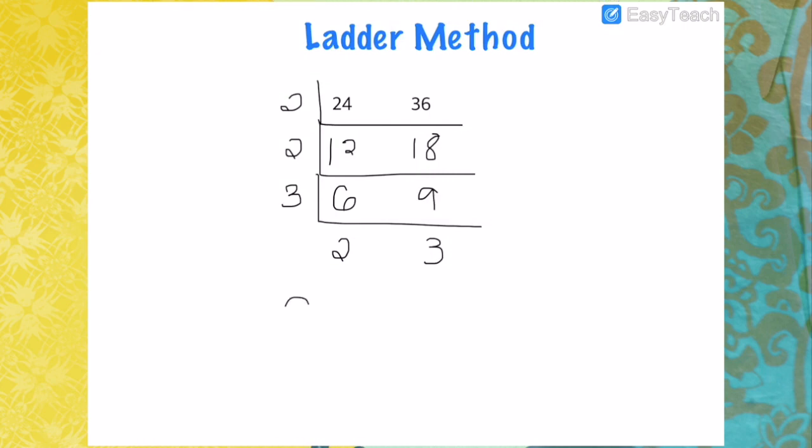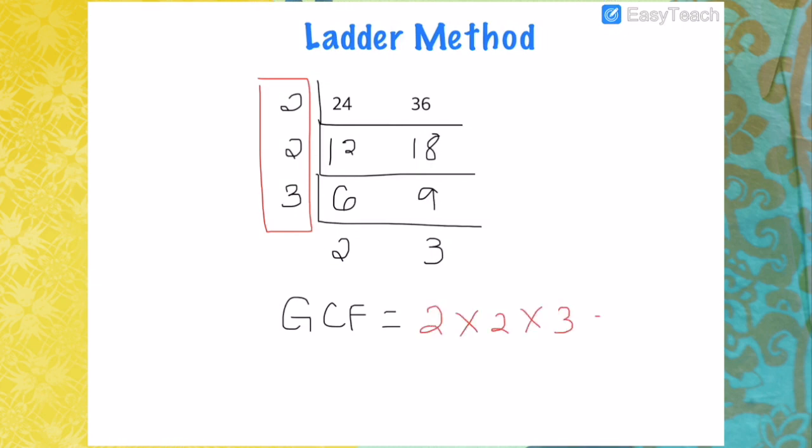Now finding the GCF would be the numbers on the left side, down the side. We multiply those numbers. 2 times 2 times 3. That will give us 12. Therefore, 12 is our GCF.